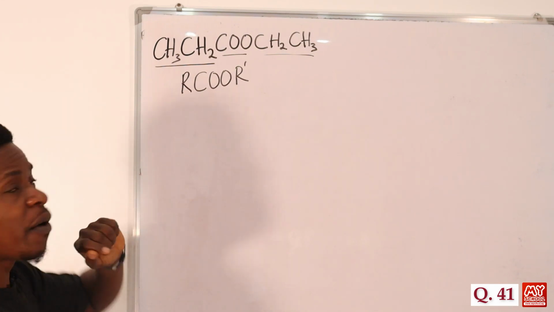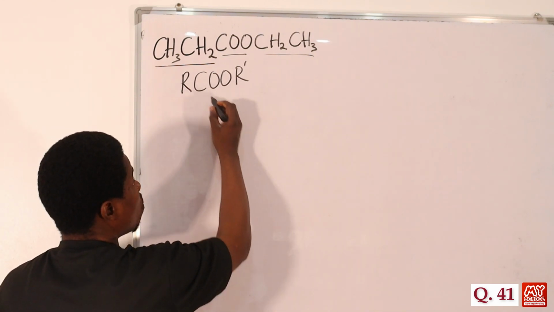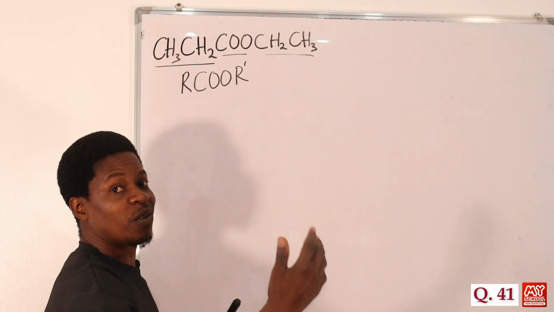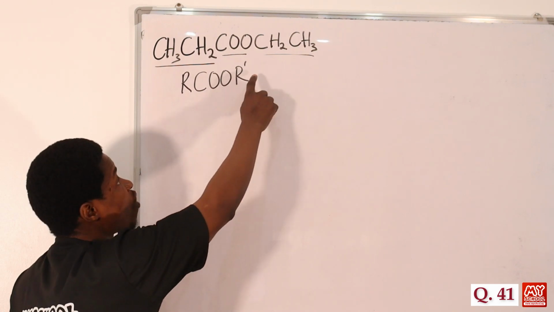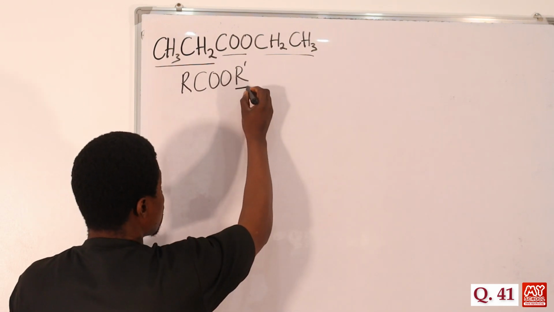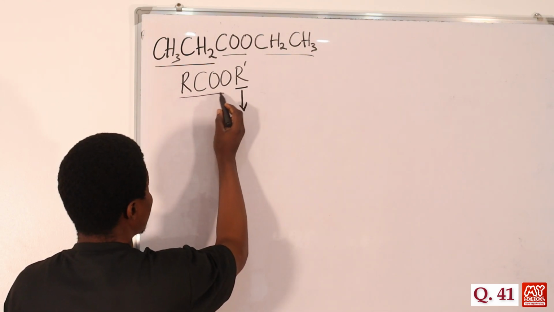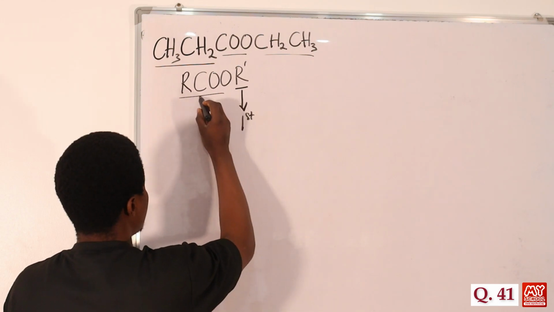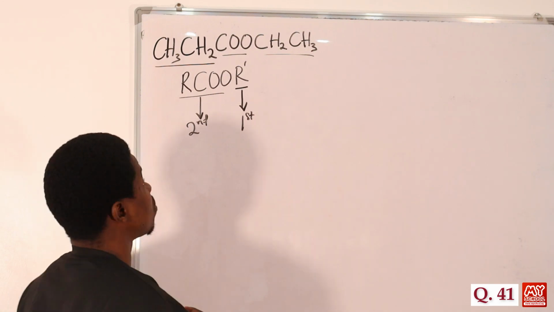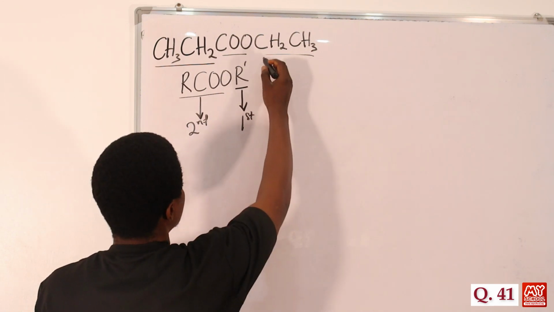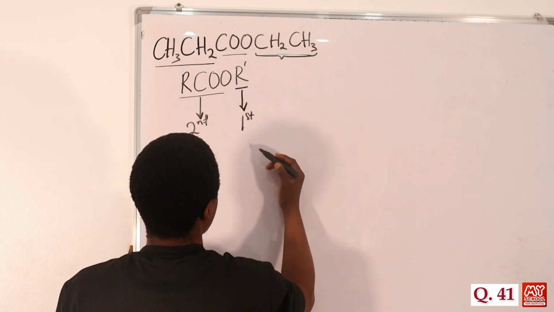So we want to name this. In naming, first of all, what do we start with? Because it's the COO, it's going to end with what? Oate, because it's an alkanoate. So essentially, that's what this functional group COO will be. So first, we have to name this part, then we'll name this part as the second one, then we join them together. So we are going to name this first, which is the R prime.